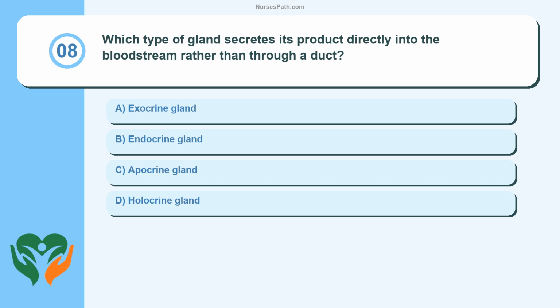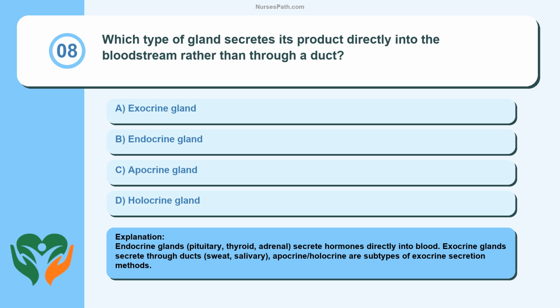Question 8. Which type of gland secretes its product directly into the bloodstream rather than through a duct? Exocrine gland, endocrine gland, apocrine gland, holocrine gland. Endocrine glands, pituitary, thyroid, adrenal, secrete hormones directly into blood. Exocrine glands secrete through ducts, sweat, salivary. Apocrine and holocrine are subtypes of exocrine secretion methods.